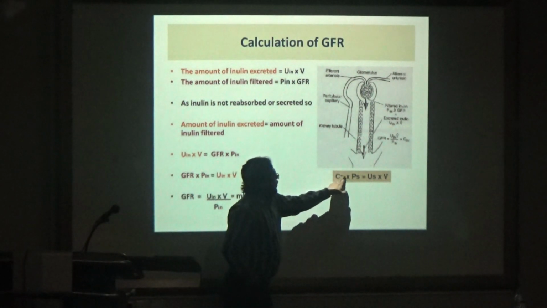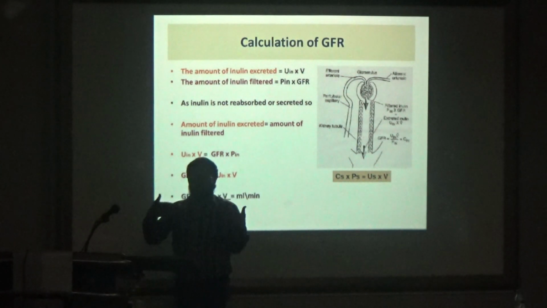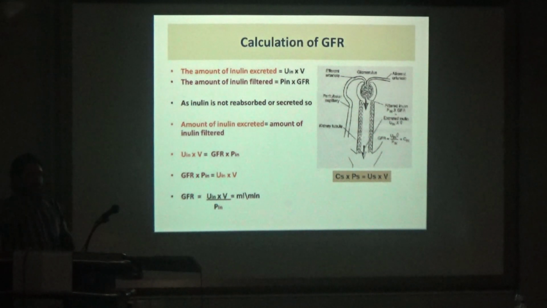This is the stuff that we want to know, clearance, or we want to know our GFR, glomerular filtration rate. How can we do it? By using a substance that is easily filterable, not reabsorbed, not secreted, not toxic, not metabolized. What I understand is that half of the substance will be filtered and half of it will be excreted.